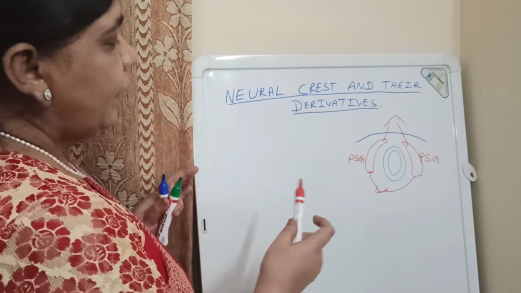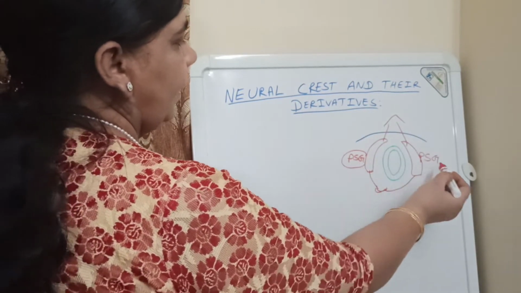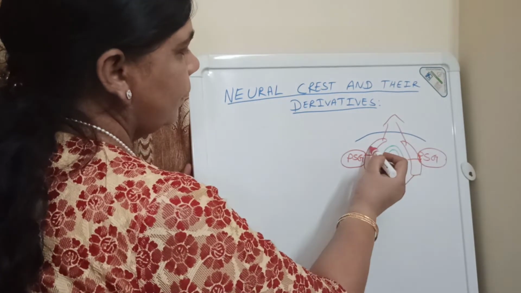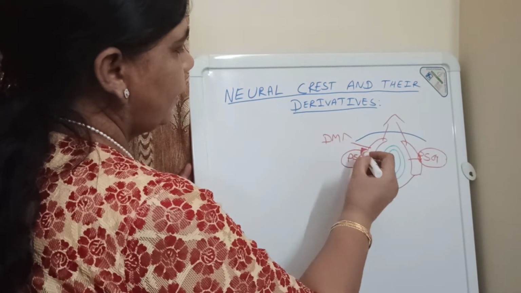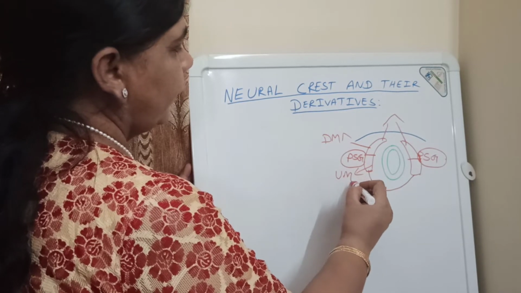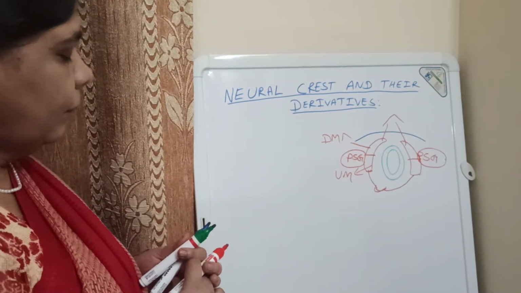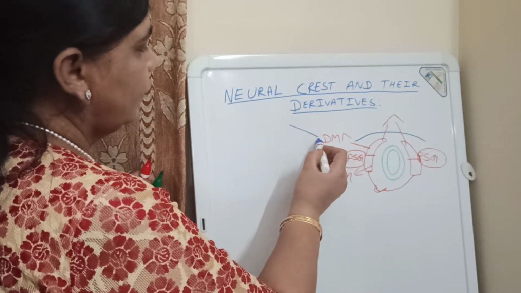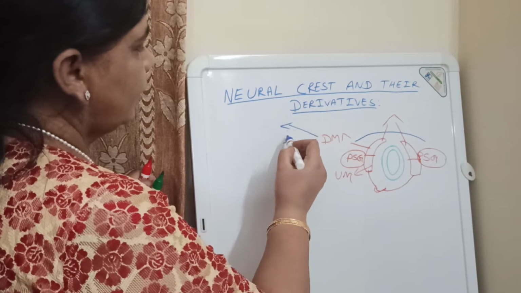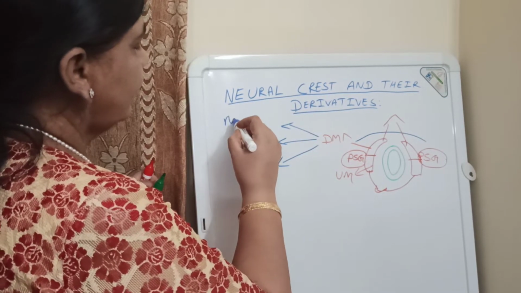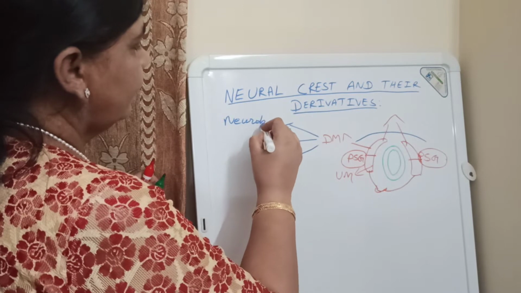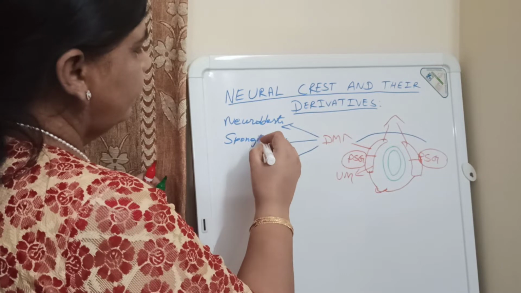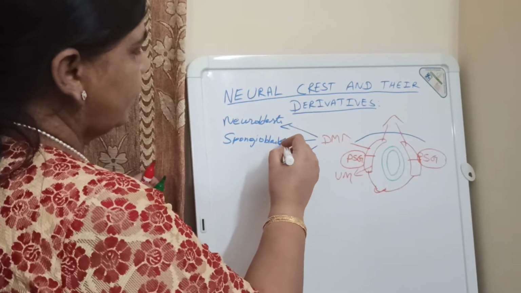In the beginning it was persisting as primitive spinal ganglia on either side of the neural tube. Then it divides into two parts, dorsal mass and the ventral mass. So we have to see the derivatives of the dorsal mass and ventral mass separately. First we will take the dorsal mass. Dorsal mass gives rise to three different types of cells: neuroblasts, spongioblasts, and pluripotent cells.